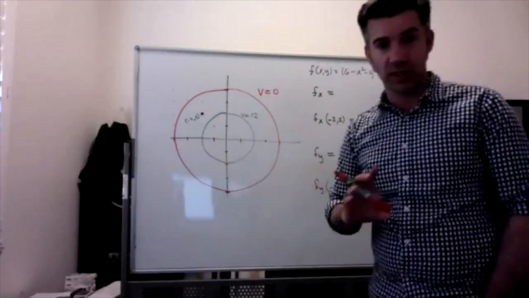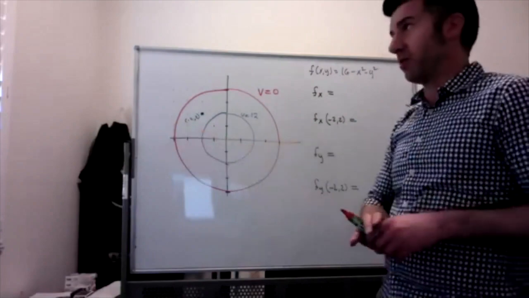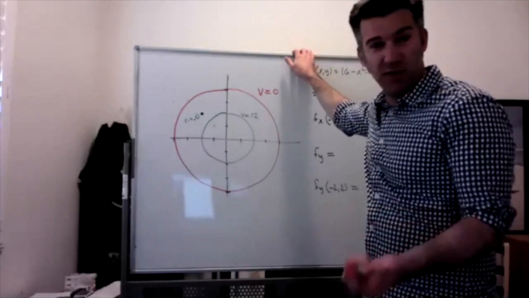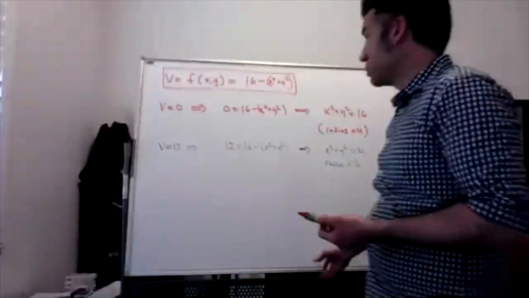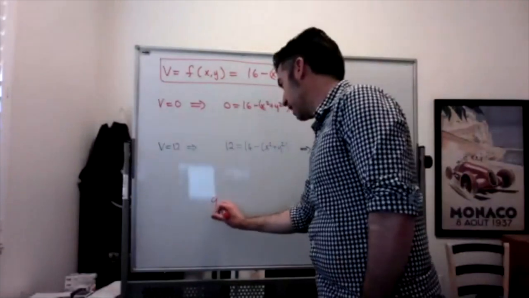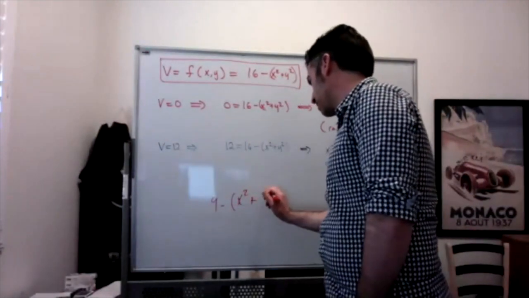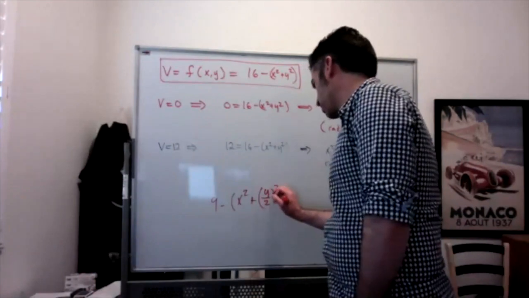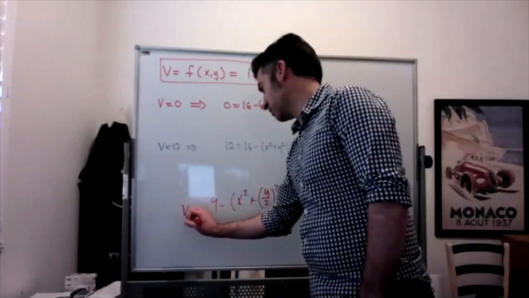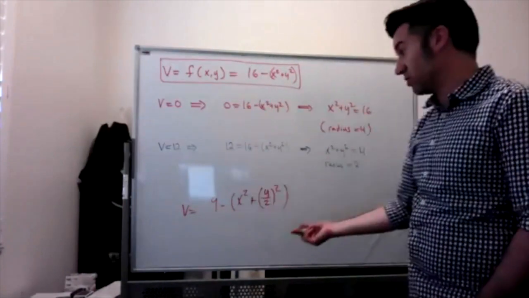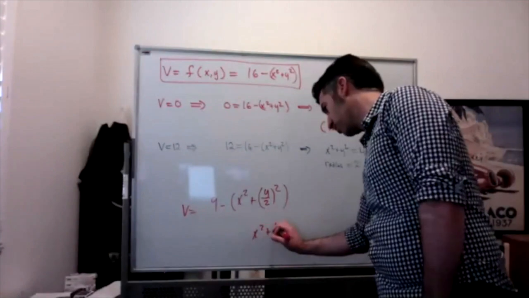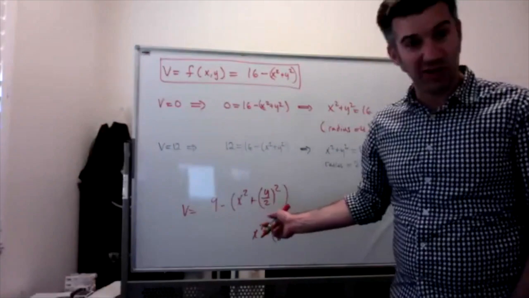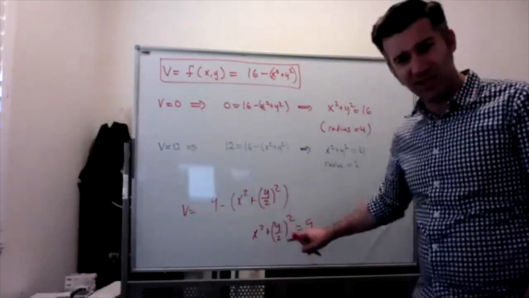I got the inspiration for this from an old 17C midterm from Lewis, back when they were using a different textbook. His original problem was something more like this: 9 minus x squared plus y over 2 squared. When you did v equals 0, you got x squared plus y over 2 squared equal to 9, which doesn't give you a circle, it gives you an ellipse. I don't really think you'll see something like that, but just be aware.